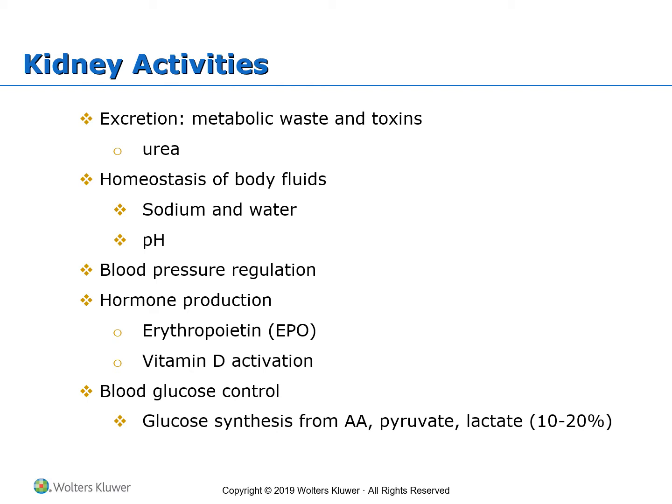We have also hormone production at the level of the kidneys. They will produce erythropoietin, that is that hormone that will stimulate the production of red blood cells at the level of the bone marrow. They also will be involved in activating vitamin D that is essential for the health of the bones.